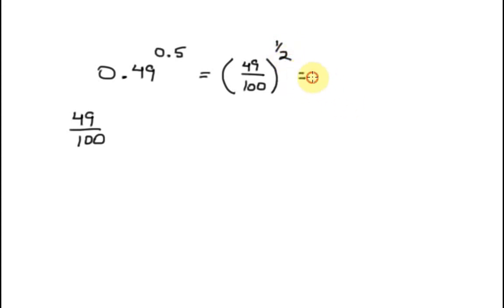So I am looking for the square root of 49 over 100. And the square root of 49 is 7. And the square root of 100 is 10. So there's my answer. And if I want, I could even have written it as a decimal, 0.7. So there it is.